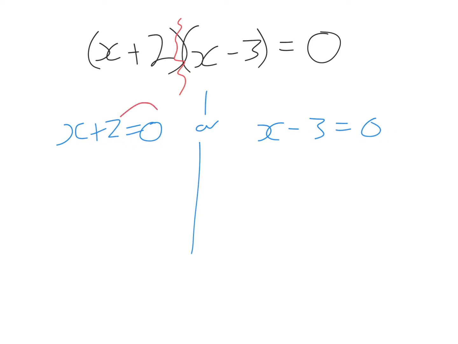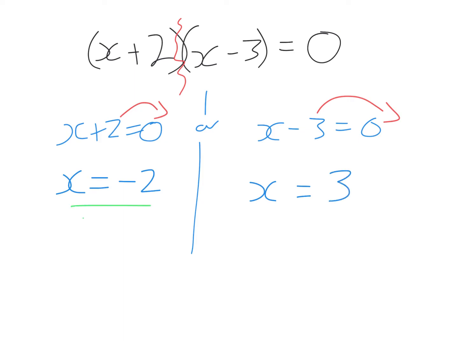For the one on the left, we're going to bring the 2 over. From the one on the right, we're going to bring the minus 3 over. So when the 2 comes over, it's going to become a minus 2 because it flips its sign. And when the minus 3 goes over to the other side, it flips to a positive 3. So we've got two answers then to this question. Basically, x can be equal to minus 2 or x can be equal to positive 3.